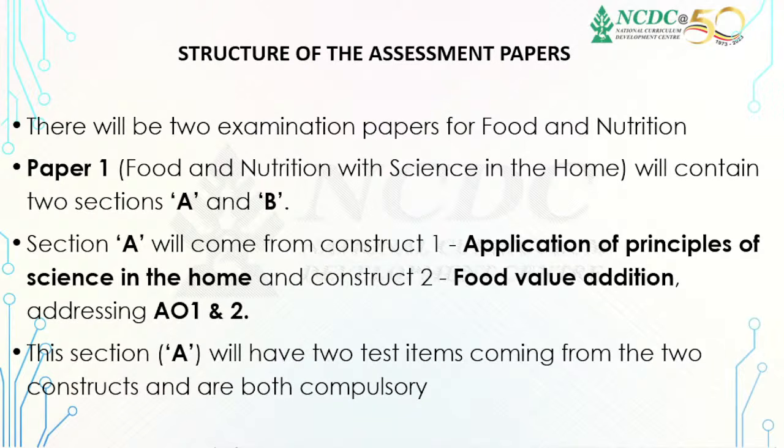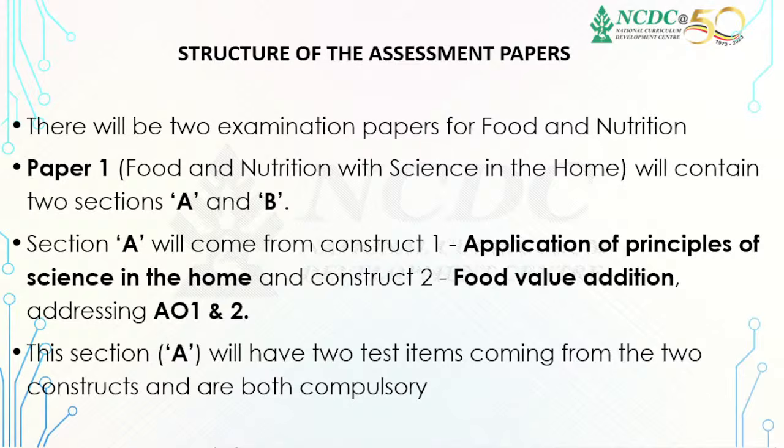Let's look at the structure of the assessment papers. There will be 2 examination papers for food and nutrition. Of course, we'll have paper 1, which is a theory paper, and paper 2, which is definitely a practical paper. In paper 1, we shall have 2 sections, A and B. Section A will comprise 2 items drawn from 2 constructs, that is application of principles of science in the home and then food value addition.